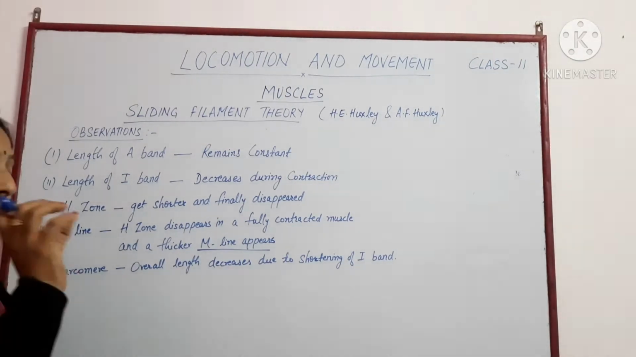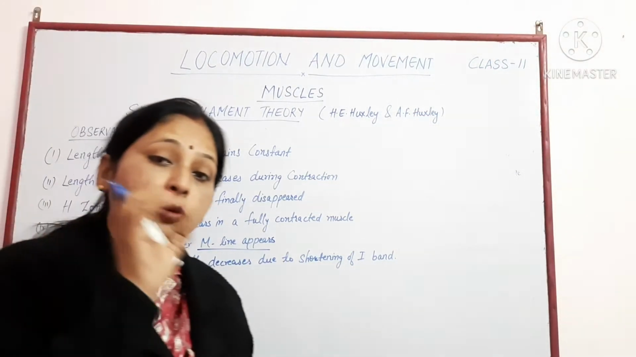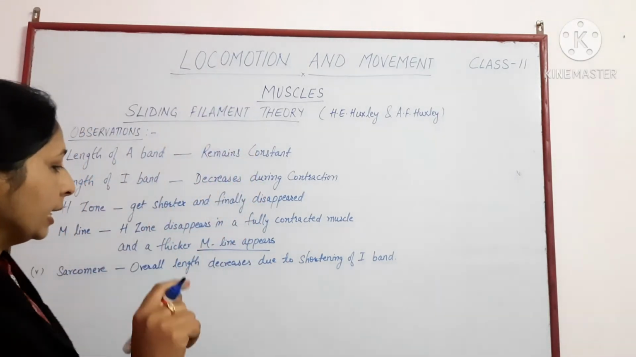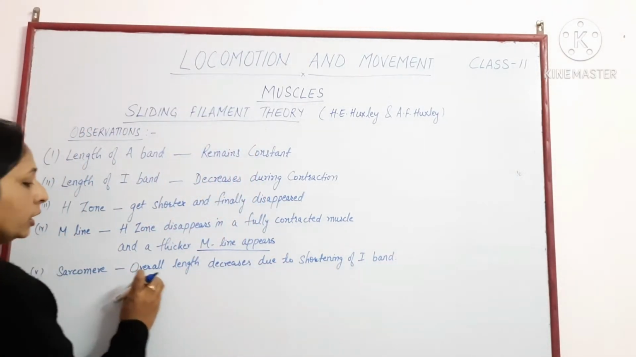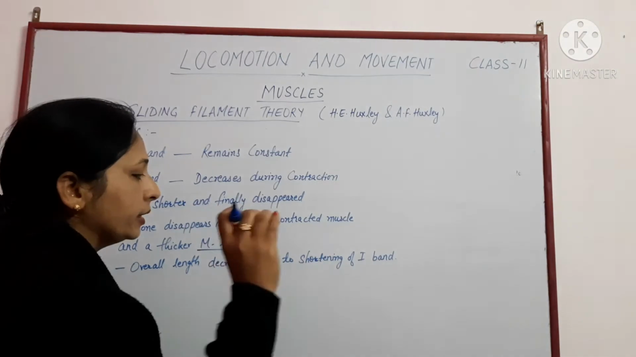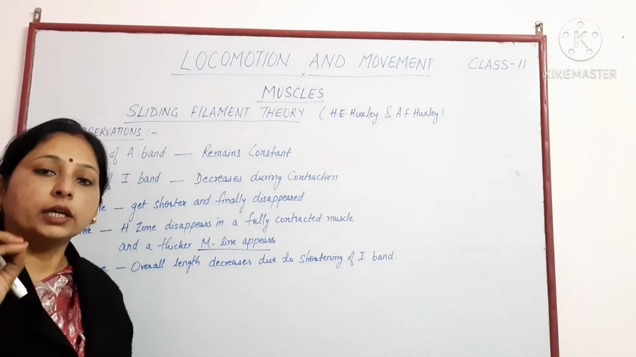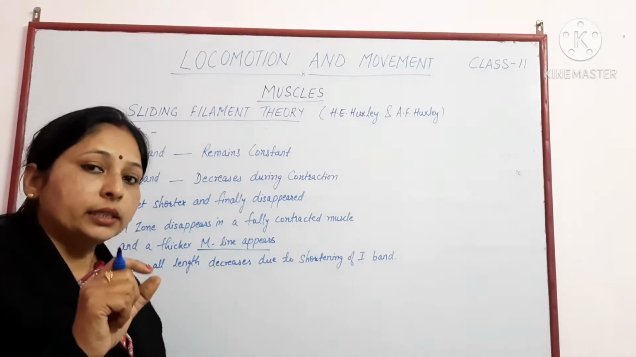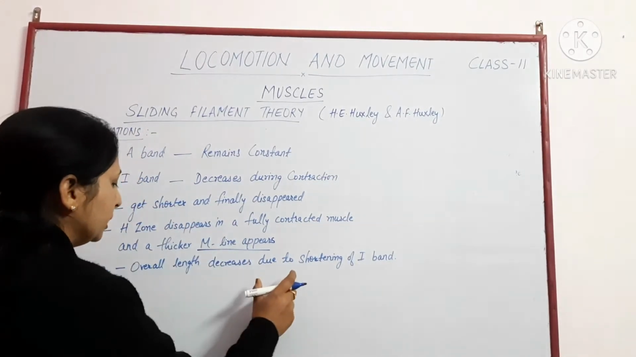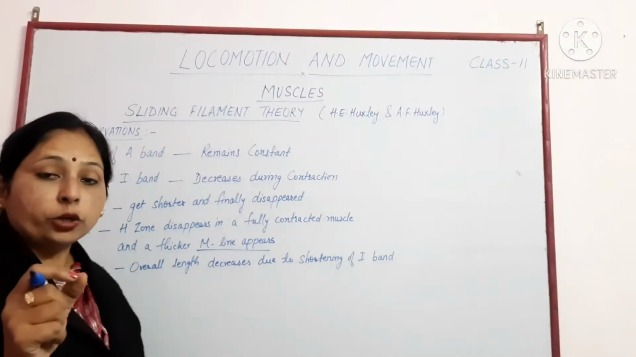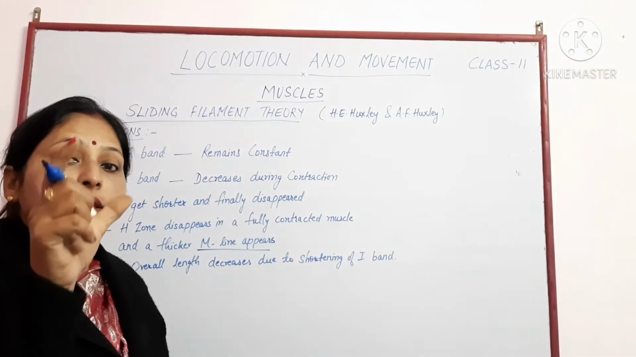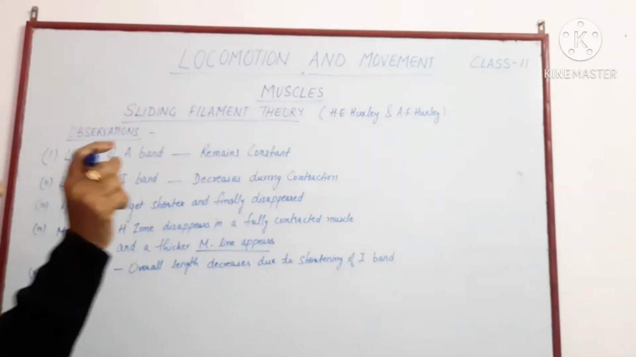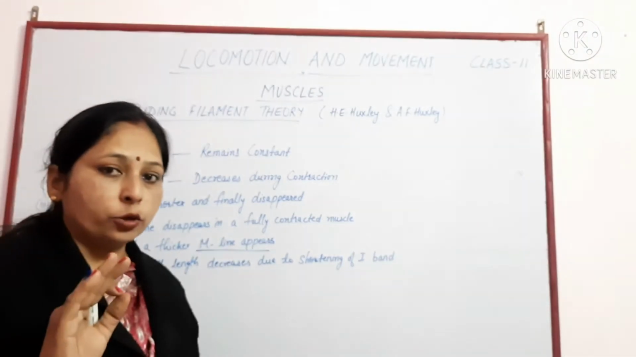Sarcomere. What happens to the sarcomere? Sarcomere is the area between two Z lines, and its overall length decreases due to shortening of the I band. The decrease in the I band results in the shortening of the length, and that shortening results in the contraction of the sarcomere, or decrease in the length of the sarcomere.